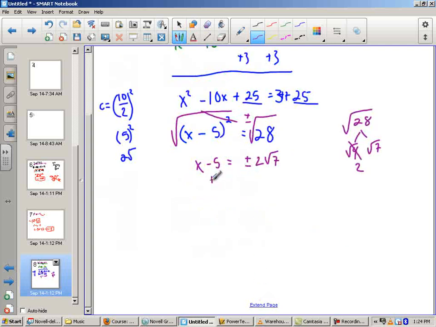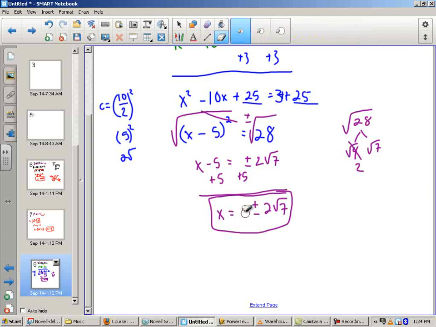Last step is to move this 5. So I'm going to add 5 to both sides. When I do that, I always want this 5 to go in front of the plus or minus because it's not part of the root. So x equals 5 plus or minus 2 root 7. There's no way for me to find the answer there because I can't combine the root and the non-root number 5 here. So, oh, that wasn't good. Let me change that, put that back, and you guys are good to go.